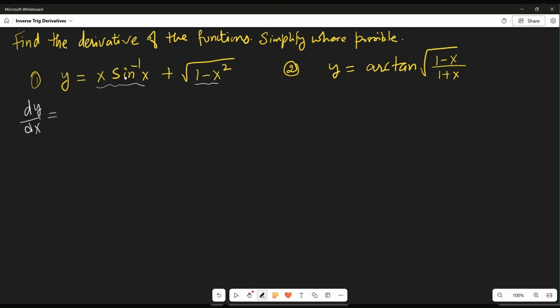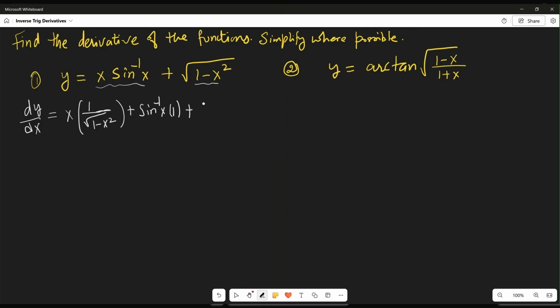So a times derivative of b, and we know the derivative of sine inverse x is 1 over square root of 1 minus x square, plus b times derivative of a, which is 1. Derivative of x is 1 plus, you can see right the power rule, and then with the chain rule, chain rule means you have to take the derivative of the inner function as well.